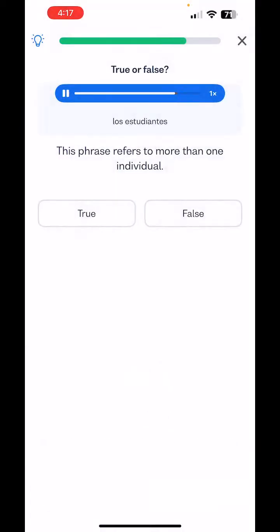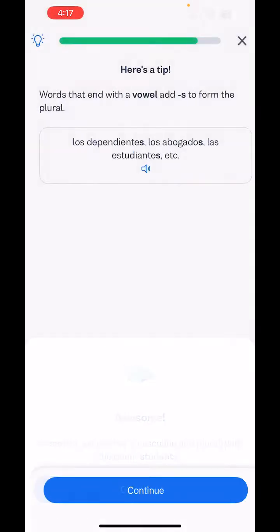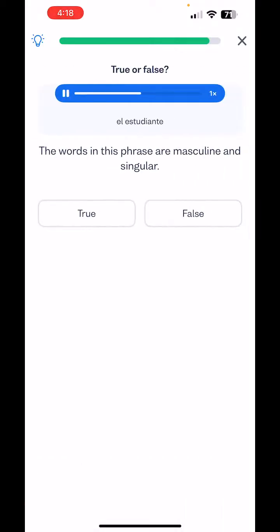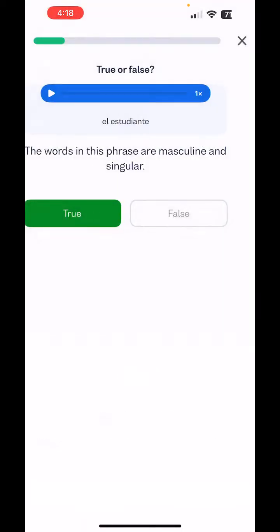Los estudiantes. This phrase refers to more than one individual. Yes, los estudiantes is more than one. Words that end with a vowel add s to form the plural. Los dependientes, los abogados, las estudiantes. Okay, simple enough, right? El estudiante. So the words in this phrase are masculine and singular. Yes. All right. So that was a quick and easy lesson.